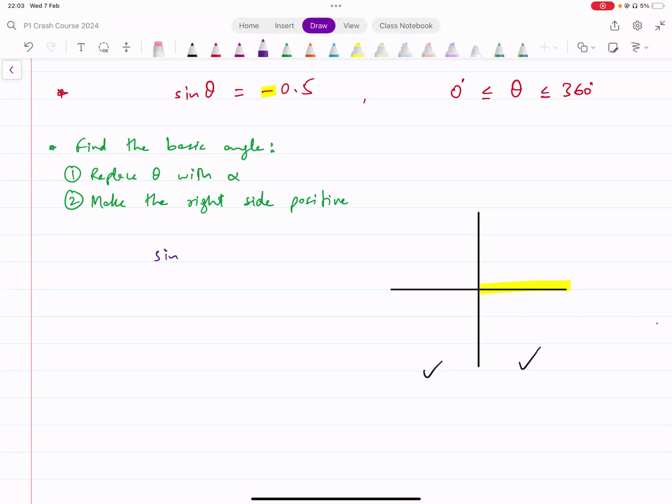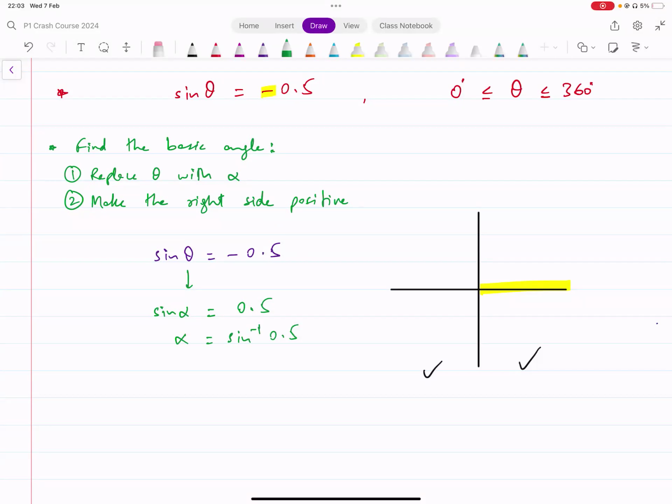Sine theta was equal to minus 0.5. All you have to do is write this as sine alpha equal to, make this positive. If it's already positive, you leave it as positive. If it's negative, you have to make it positive. So it becomes sine alpha equals 0.5. Okay, so it's sine alpha equals 0.5. Now, the basic angle. Now you do sine inverse of 0.5.